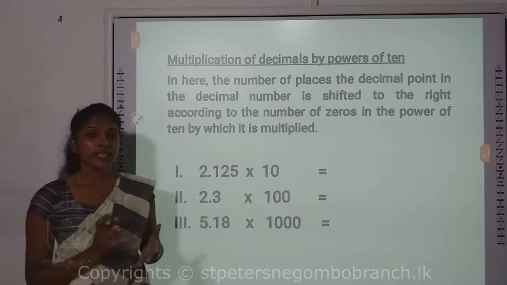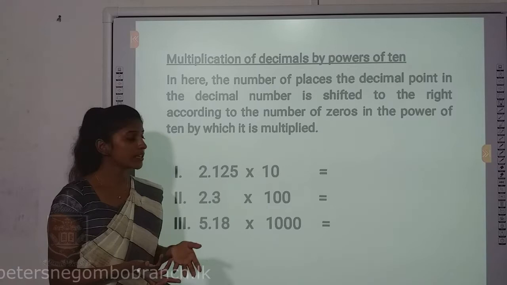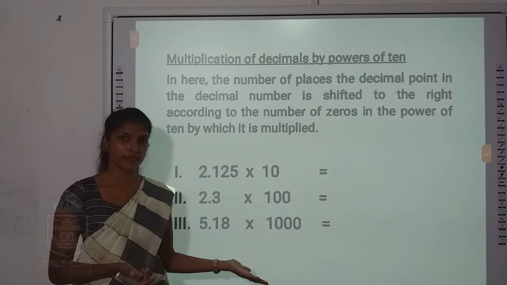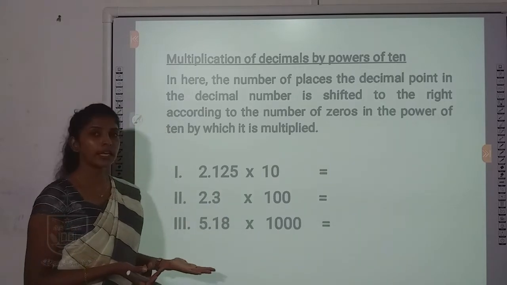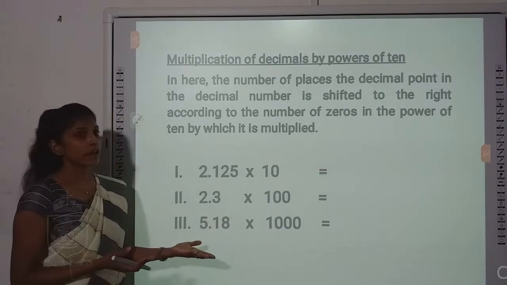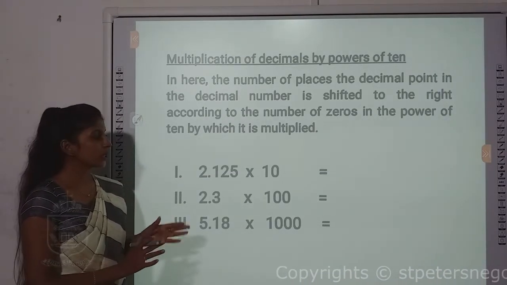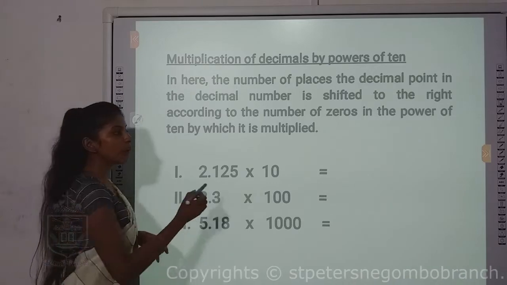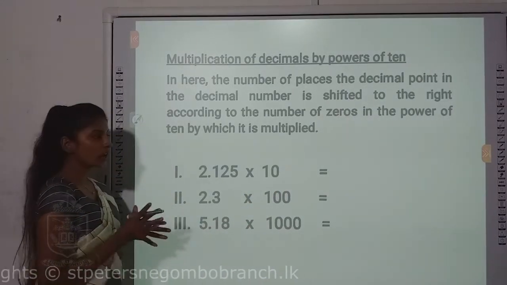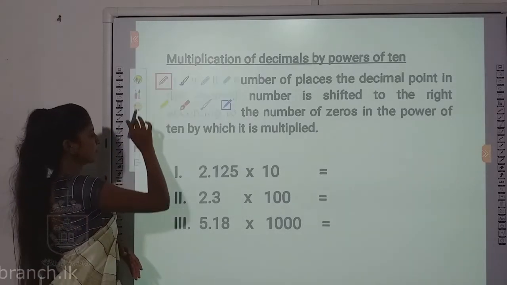Right, so there's an easy way of obtaining an answer when you multiply decimal numbers by powers of 10. There's an easy way of remembering this. That method is, you are going to count the number of zeros in the power of 10.